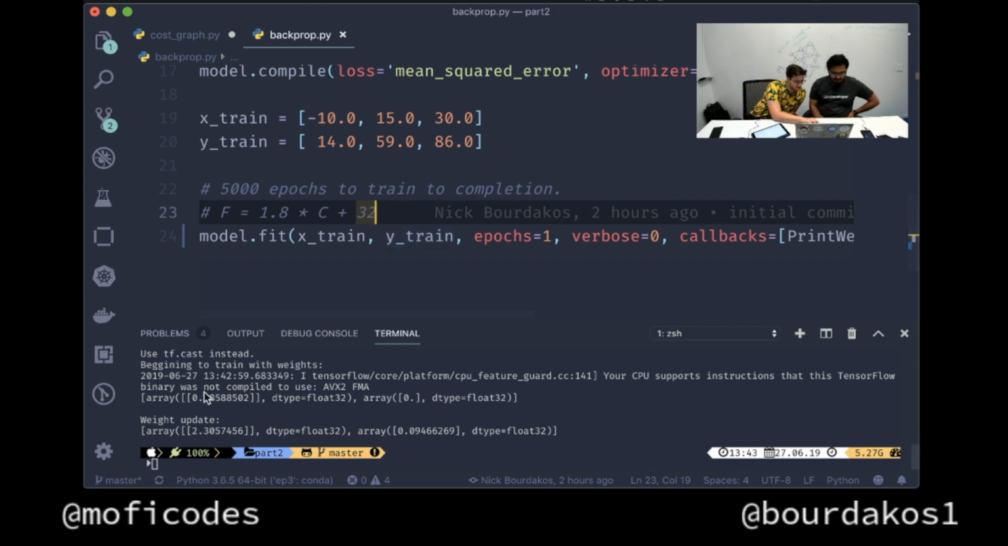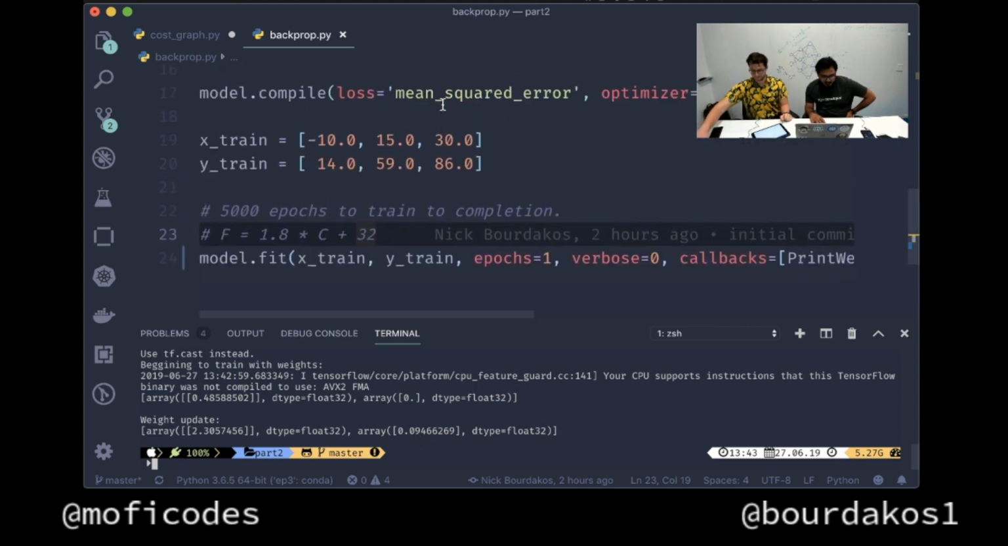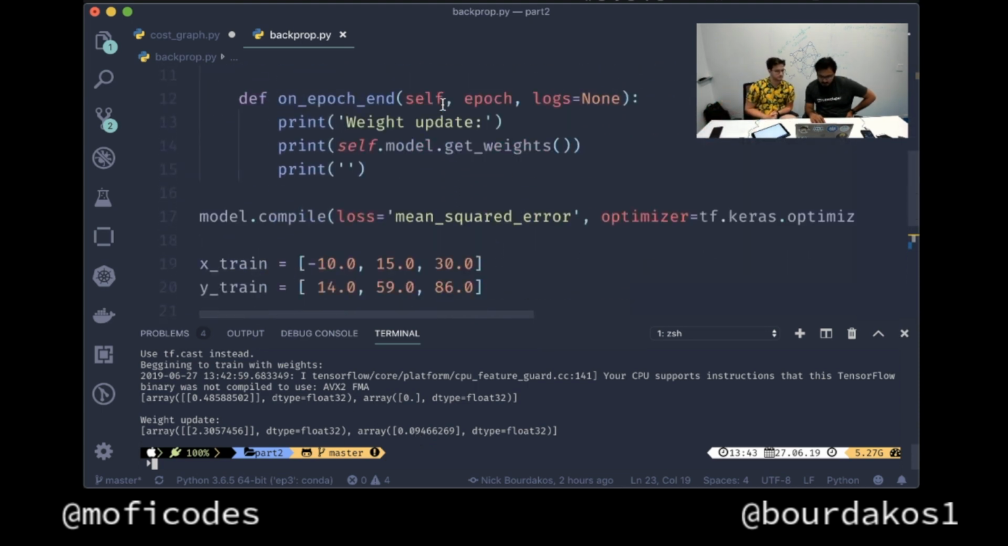But I'm going to use these initial weights that it gave us in the first step so that we can check to see that we did exactly what it was doing. Okay. And here we're using, again, the Keras library, right? And we're using the mean squared error. That's the same error we've been getting, right?